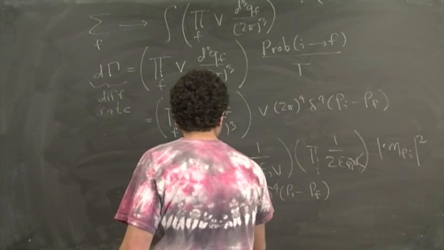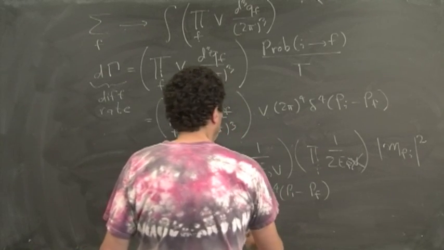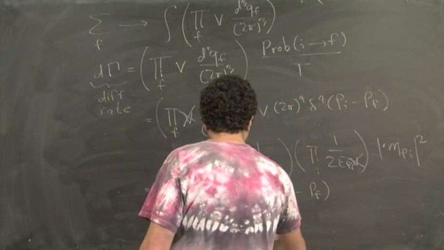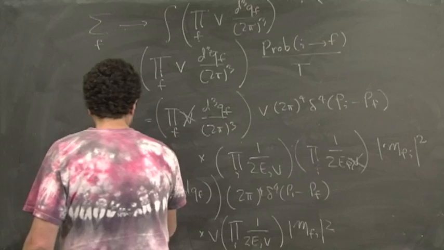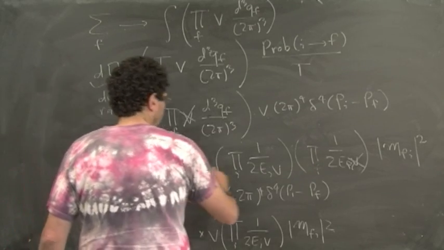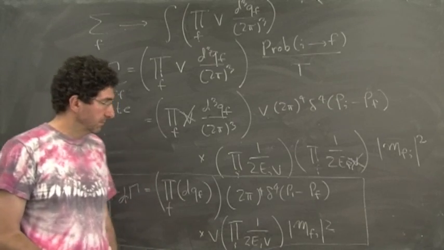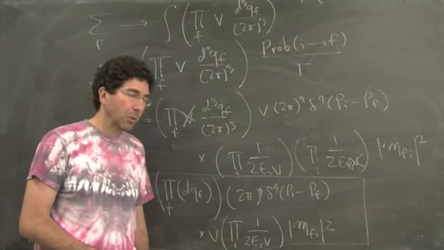So I have volume times the product over the initial states, 2E_initial V, and then my matrix element squared. So this is my formula for the differential rate. And this is a very nice formula. This is sometimes called Fermi's golden rule.